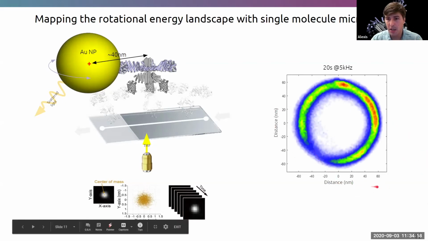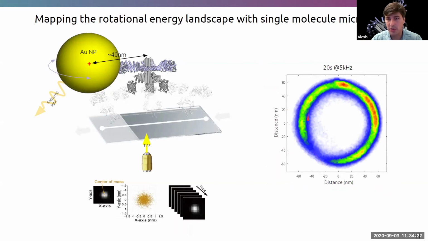So here you have distance in nanometers and distance in nanometers. And so this heat map is the center of the bead recorded over 20 seconds. And so we obtained this kind of donut shape that we're very happy with, that shows us that the nanoparticle is able to diffuse on the surface, but only in a donut shape, which means that it follows the constraints imposed by the axle of the rotor.